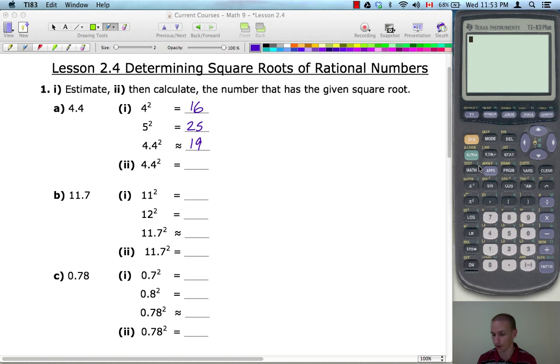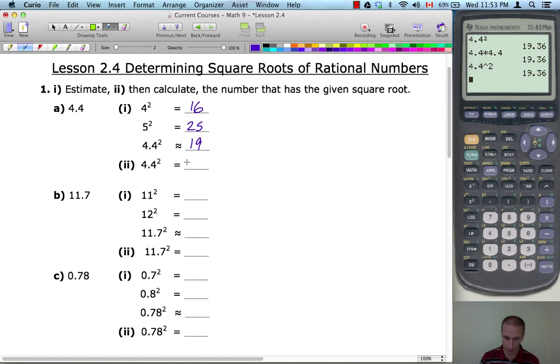And then you can go to your calculator and you can actually verify this. 4.4 times itself is 19.36. So I use the x squared button, but of course you can just do 4.4 times 4.4. That's easier. Or you could always do 4.4 raised to the power of 2. So a few different ways of doing that on your calculator. But regardless, the actual answer is 19.36.